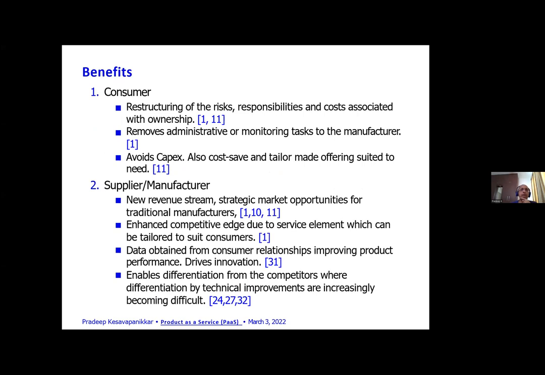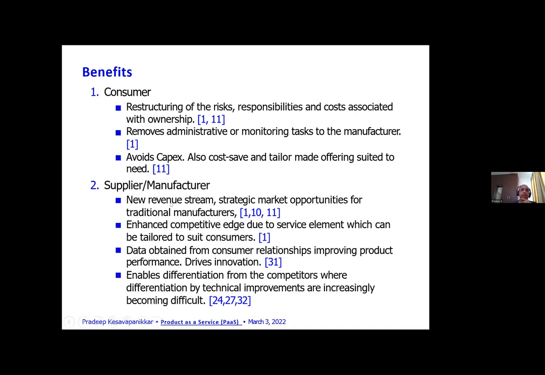This is one form of service component bundled into the product in the automotive industry. Now, there are various benefits to the consumers as well as to the manufacturer or the supplier in such an arrangement. For consumers, this would be restructuring of the risk and responsibilities and costs associated with owning a product. It removes the administrative task of monitoring the performance and it moves to the manufacturer. And the main advantage is that there is no upfront cost. Consumers don't buy the product. And there's a cost saving in some cases or in many cases because consumers pay only for the actual use of the product.